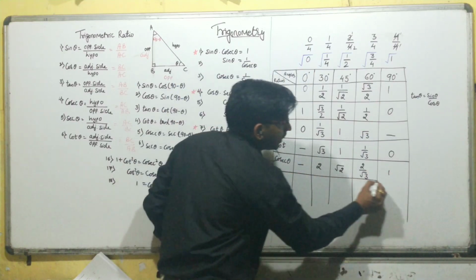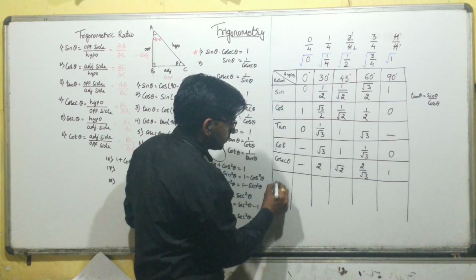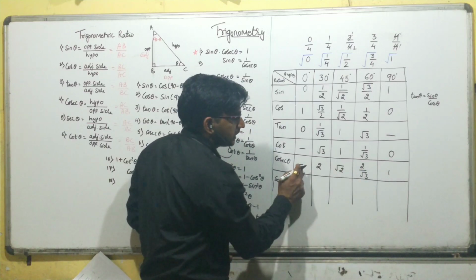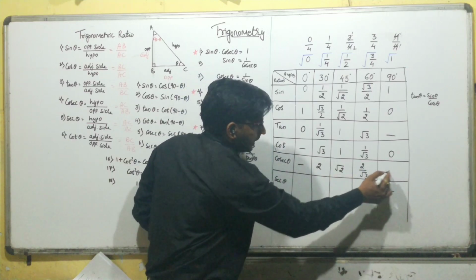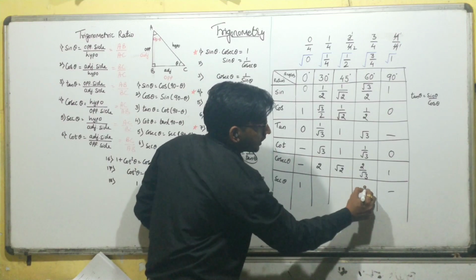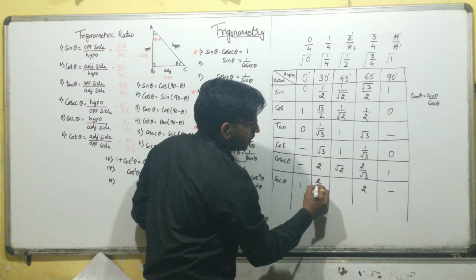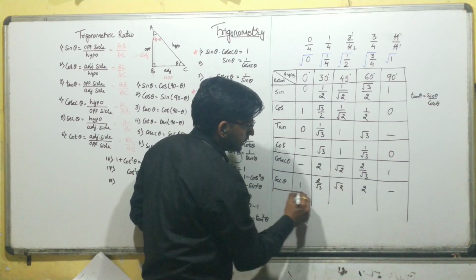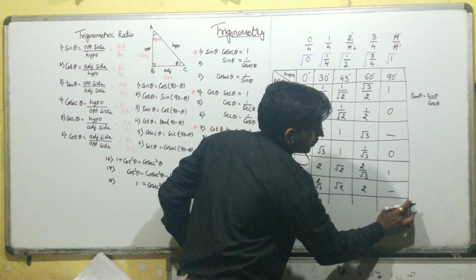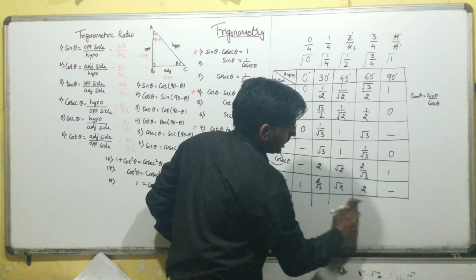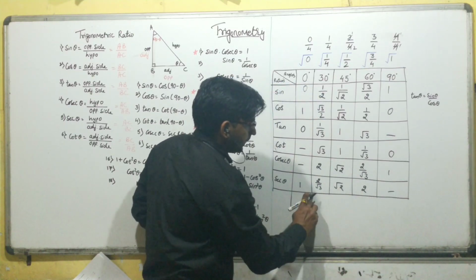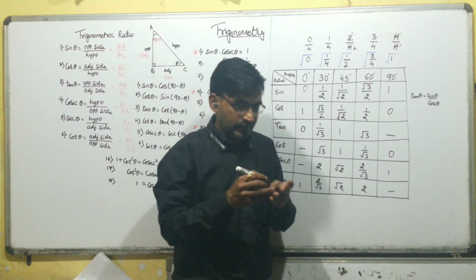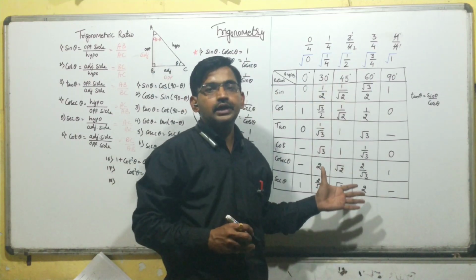Once you got the cosec values, the last one left is sec theta. Sec theta, we'll also interchange. This dash will come here as undefined. This is 1. This 2 will come here. This 2 upon root 3, and this is root 2. So these are the values of the trigonometric ratios. Hope you find it easy to understand this table.